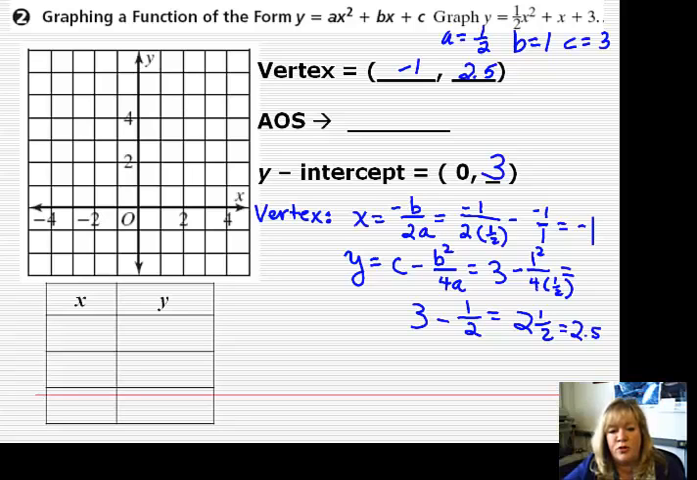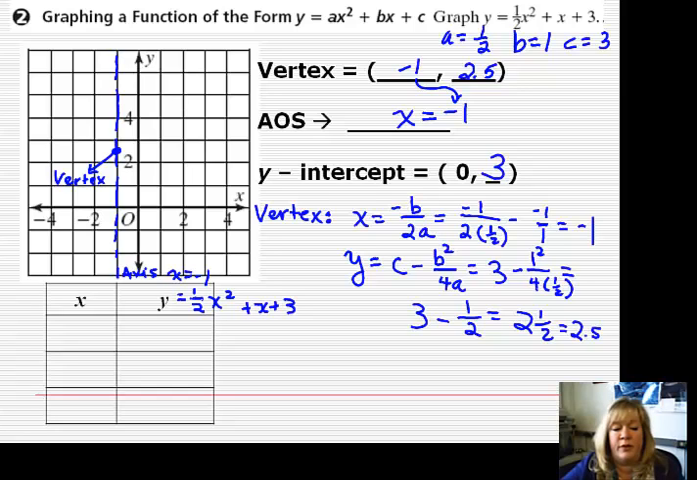Axis of symmetry is always the x coordinate of your vertex. So it's going to be x equals -1. Y-intercept, that came up right away. That's always your constant, 0, 3. And you can see if you put a 0 in for the x's, they'll cancel out and just leave the 3 there. So let's go ahead and plot these things. We've got the vertex, plot the axis of symmetry, and then 0, 3 is your y-intercept.